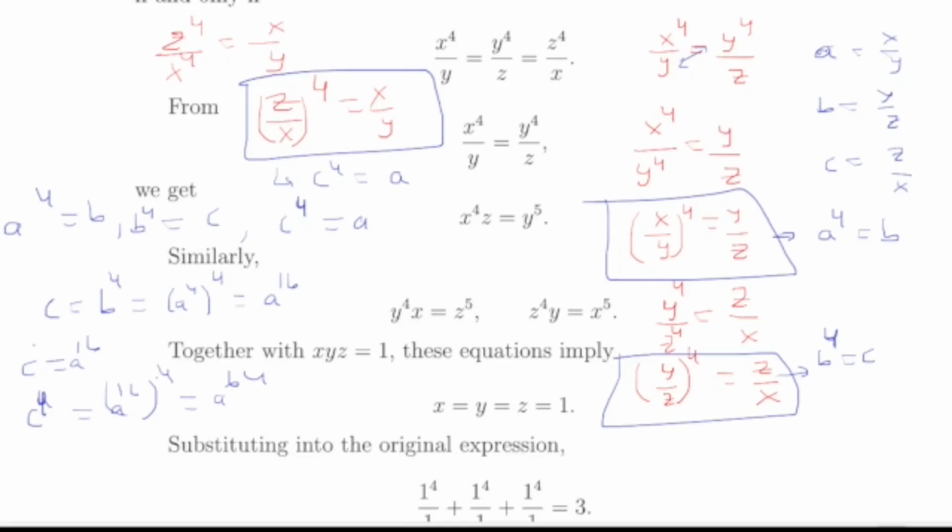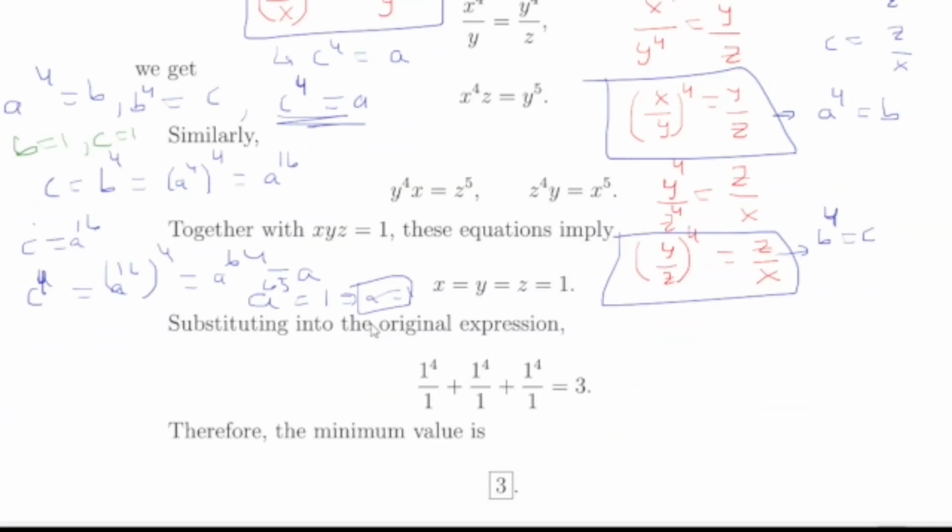And recall that c to the fourth is equal to a. So a to the 64th is equal to a, which means that a must equal 1, because you have a to the 63rd equals 1, so that means a is 1. Now if a is 1, we go over here. a is 1, b is 1, because 1 to the fourth is b. And then since b is 1, 1 to the fourth is c, so c is also 1. So then we get that a, b, and c are equal to 1.